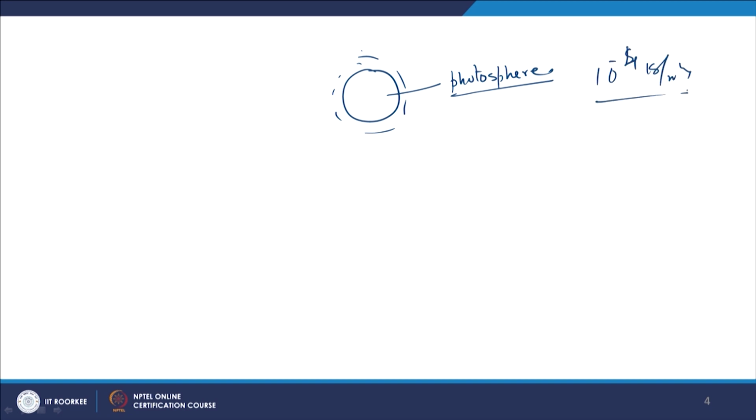So, the outer convective zone of the sun is known as the photosphere. And beyond the photosphere, there is a corona, and the density here is 10 to the power 4 kg per meter cube. This is about the sun, and what we see mostly, it is corona only. It is corona only.